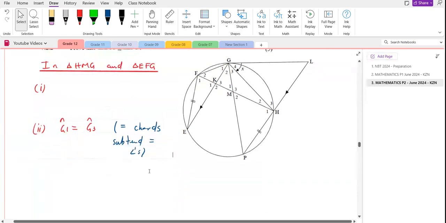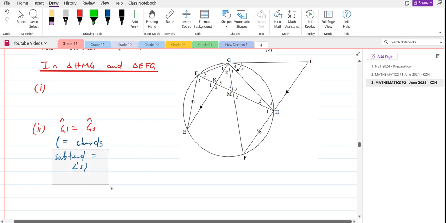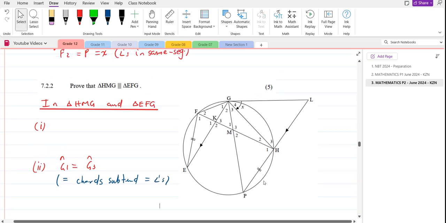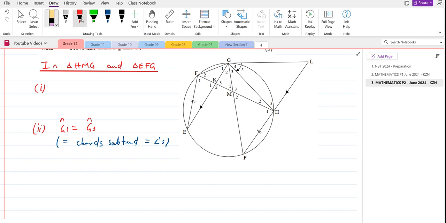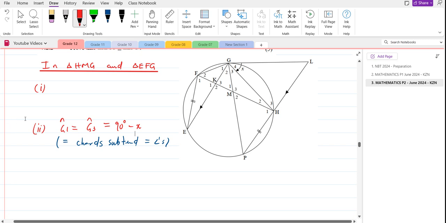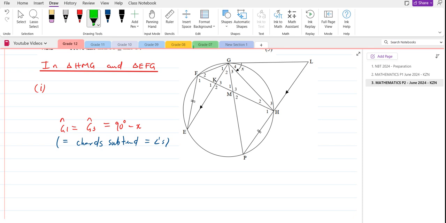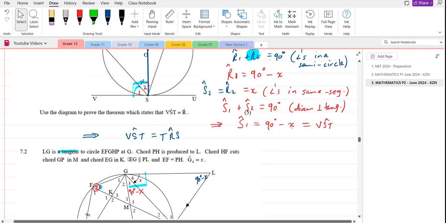So we are going to say equal chords subtend equal angles. Just below, let me just rearrange this. Equal chords subtending equal angles. Alright. But now this here is equal to 90 minus x. We're going to put it as 90 minus x. And the reason for that is still part of the first proof. So we know this is a tangent. Is GL a tangent? We need to read here. LG is a tangent to the circle.